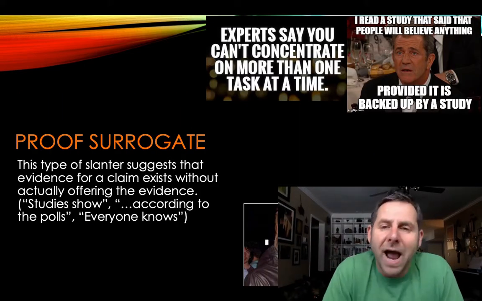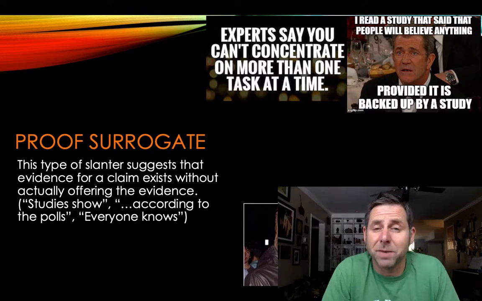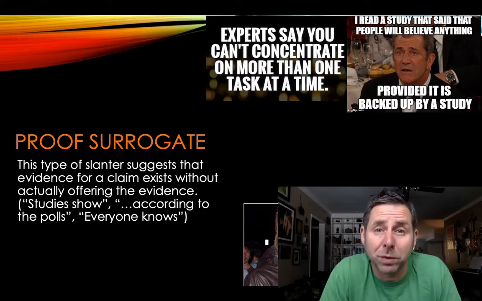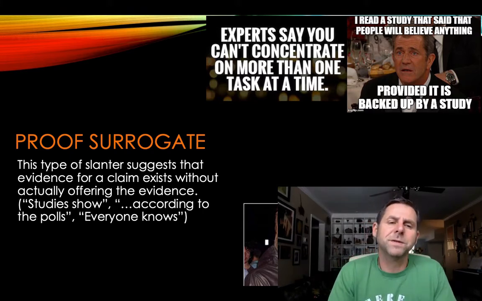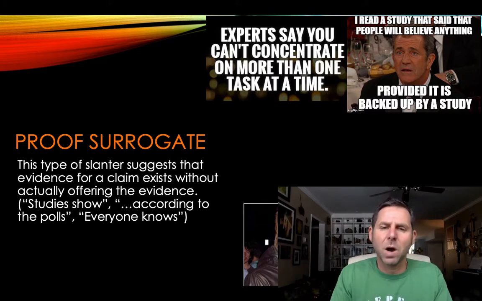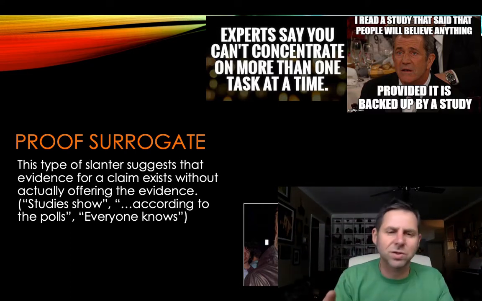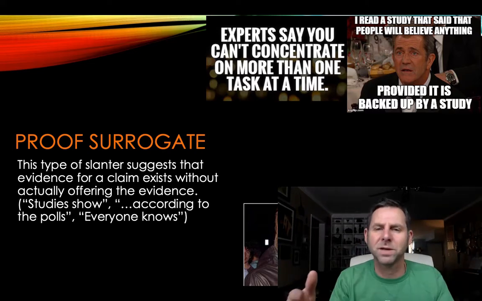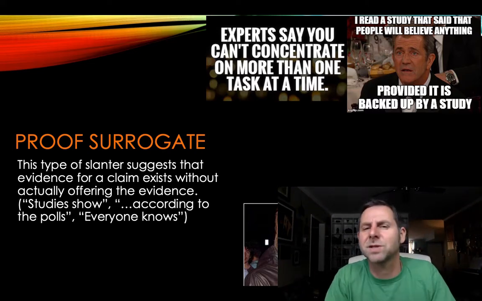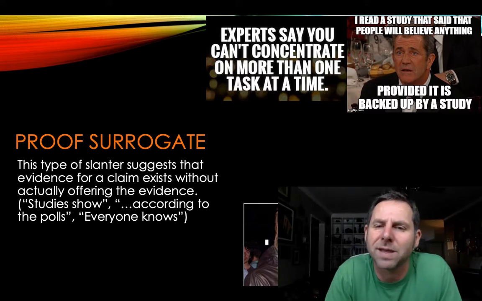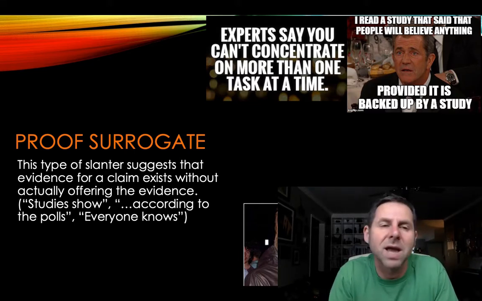This next one I use all the time, and you might have noticed that, and I would love it if you would call me on it. The proof surrogate essentially is a way of suggesting that there's evidence for a claim, but you don't actually give that evidence. So whenever you say things like "studies show," "according to the poll," or "everybody knows." This idea, "experts say you can't concentrate on more than one task at a time." This is about multitasking.